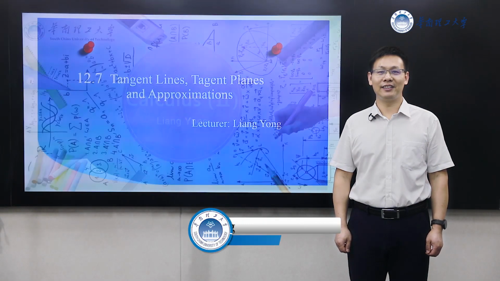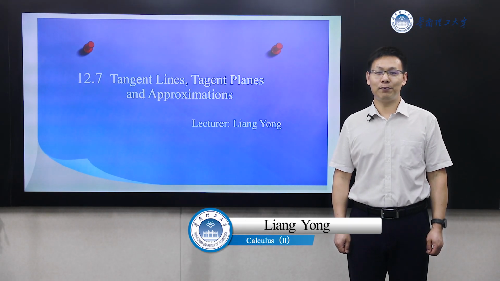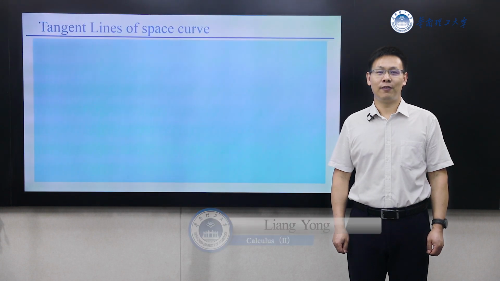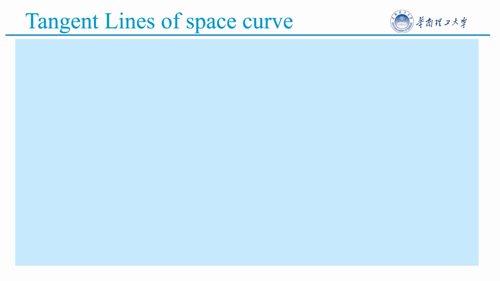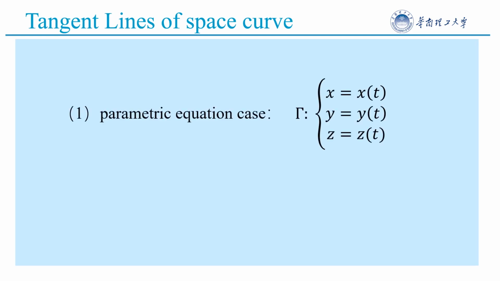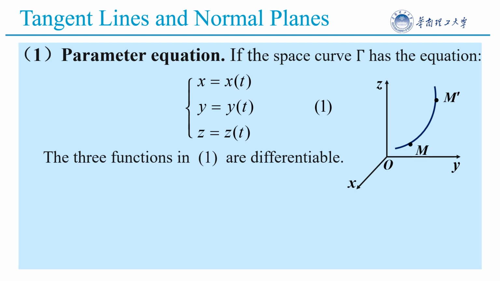Hello everyone. Today we'll study the tangent lines of space curve, the tangent plane of space surface, and approximation. First, we consider the tangent lines of space curve Γ in the following two types of equations: parametric equation and general equation.